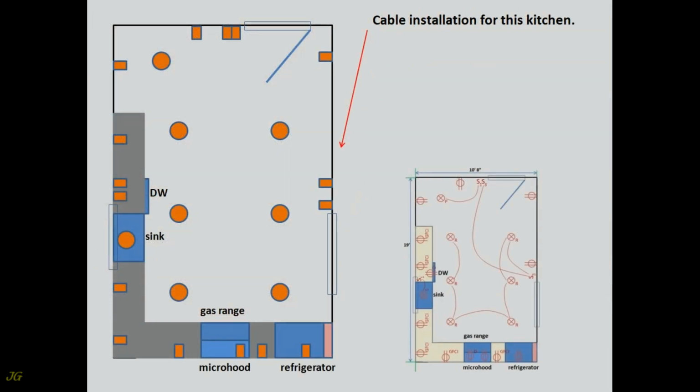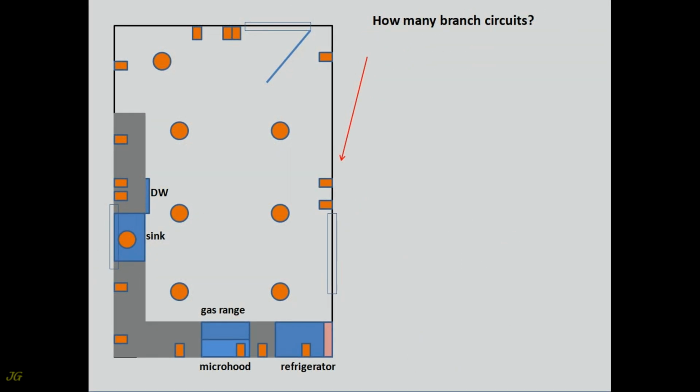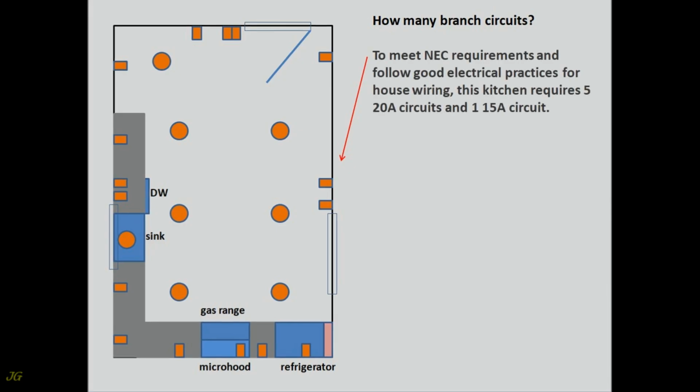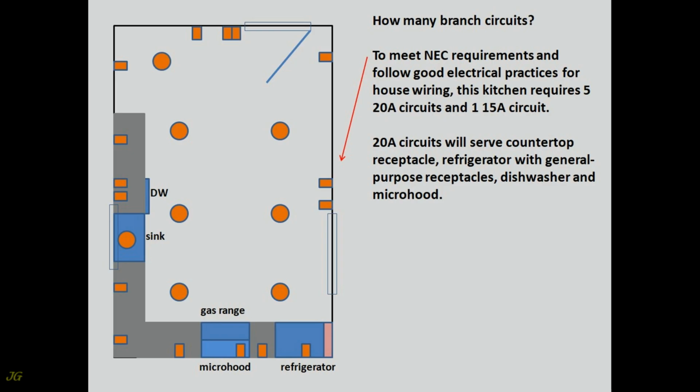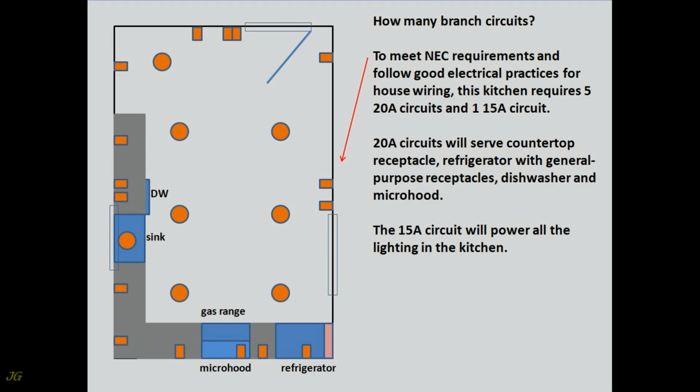Cable installation for this kitchen. How many branch circuits? To meet NEC requirements and follow good electrical practices for house wiring, this kitchen requires 5 20-amp circuits and 1 15-amp circuit. The 20-amp circuits will serve countertop receptacles, refrigerator with general-purpose receptacles, dishwasher and microhood. The 15-amp circuit will power all the lighting in the kitchen.